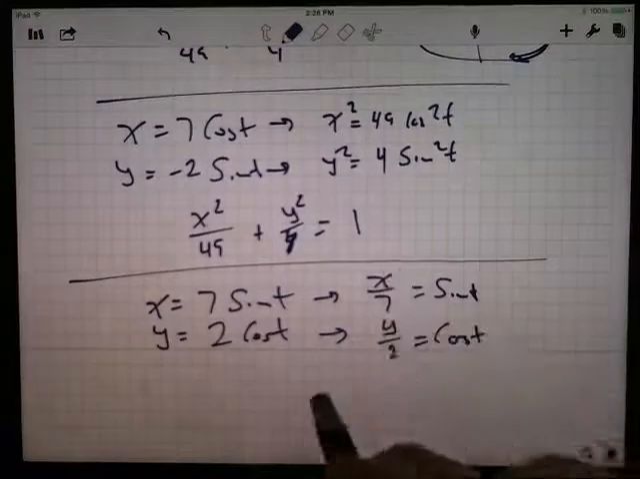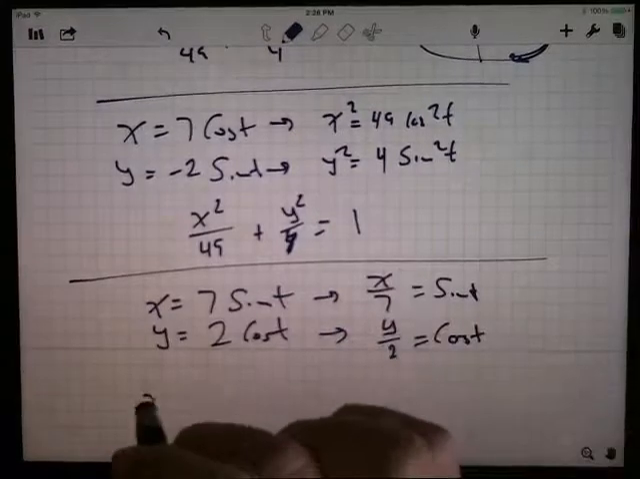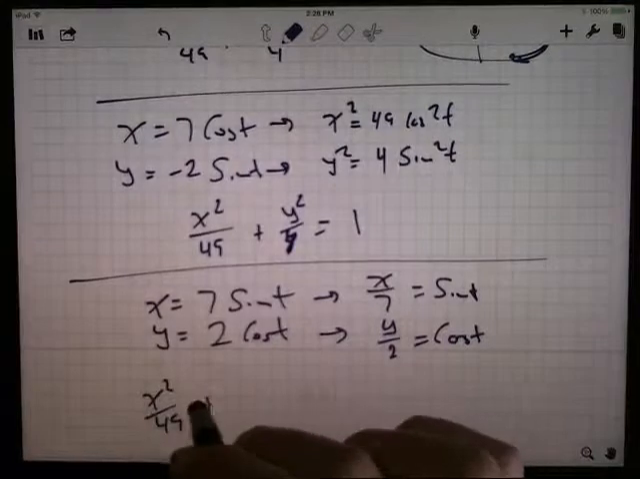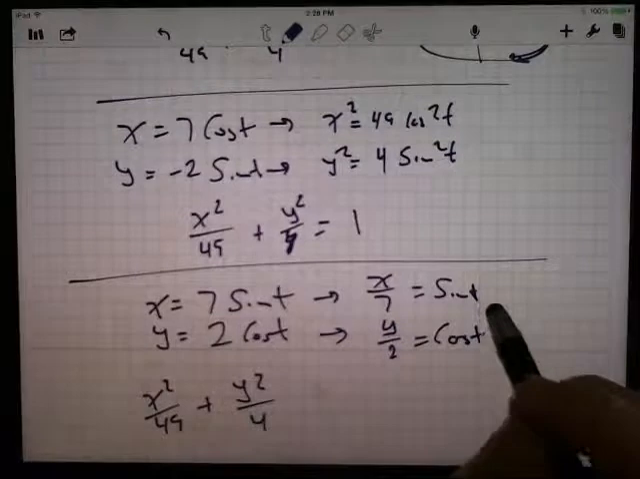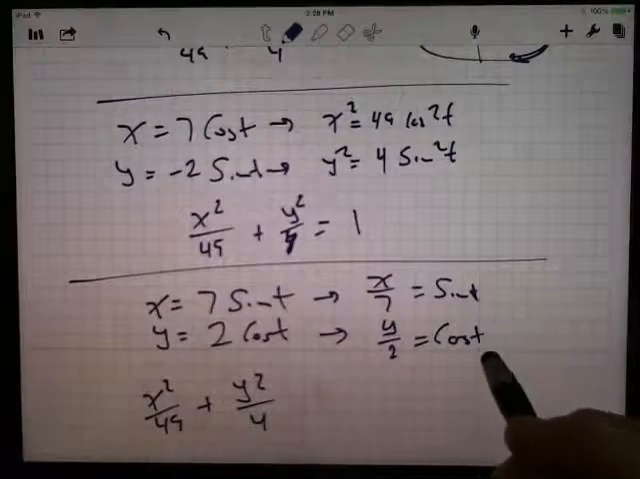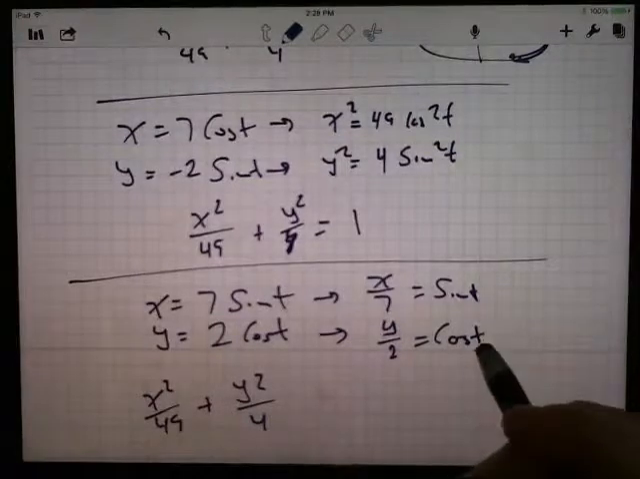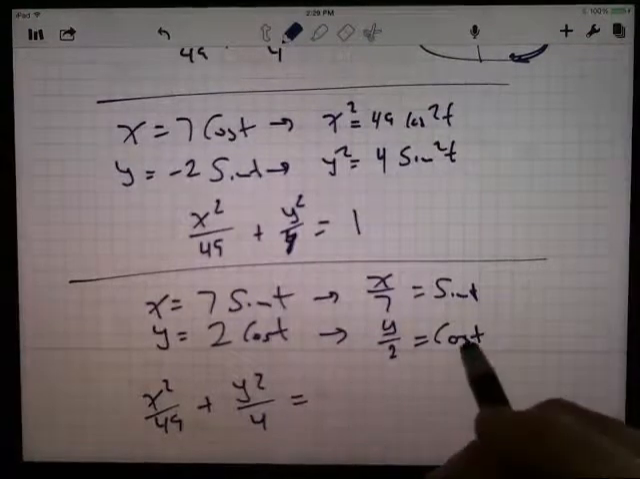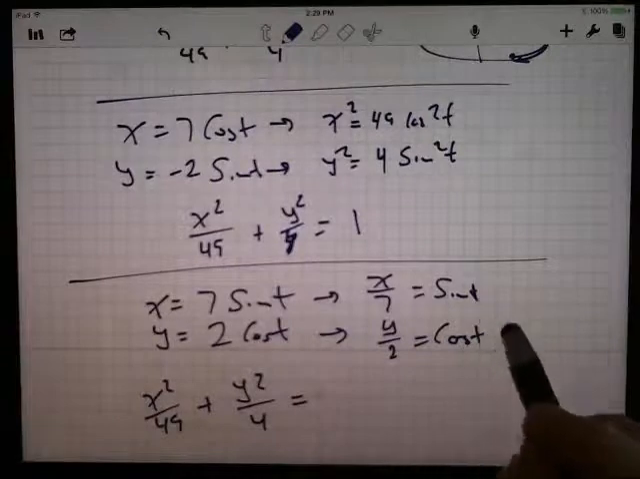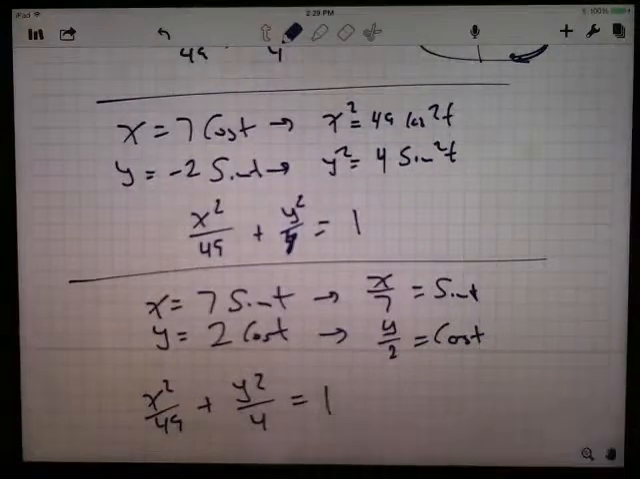If I square the first one, square the second one, and add them, I get x squared over 49 plus y squared over 4. Now, rather than having cosine squared t plus sine squared t, I've got sine squared t plus cosine squared t, which is still 1. Addition is commutative. It doesn't matter if you add cosine squared plus sine squared or sine squared plus cosine squared, you still get 1.